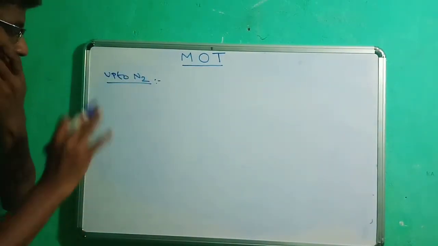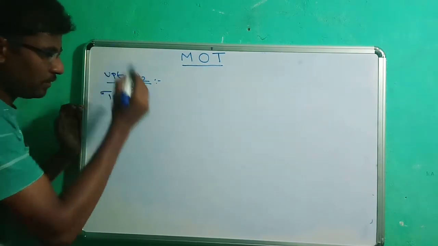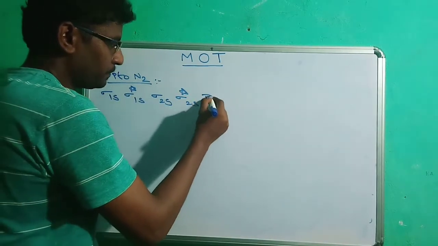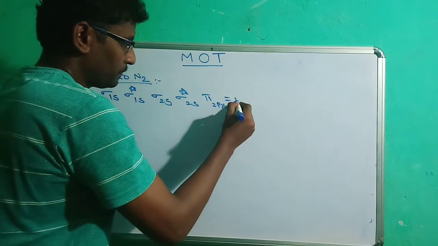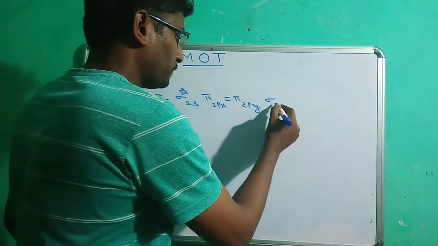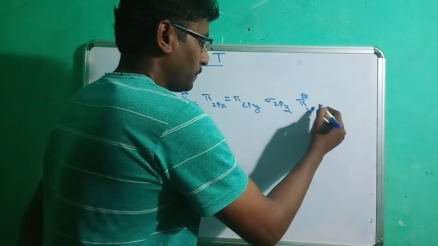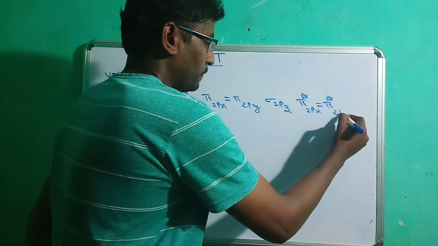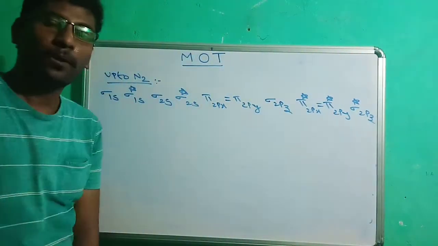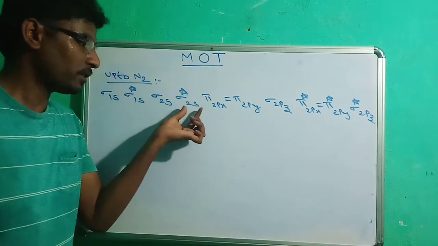Up to the N2 molecule, we use one sequence: sigma 1s, sigma star 1s, and so on. This is the electronic configuration of up to the N2 molecule: sigma 1s, sigma star 1s, sigma 2s, sigma star 2s.